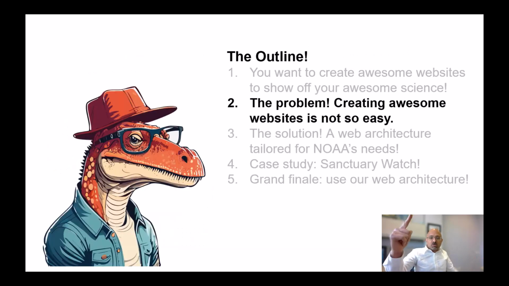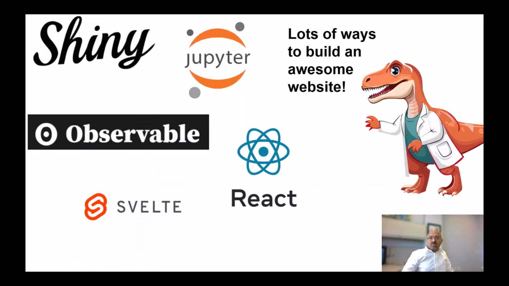All right, here's a problem. Creating those awesome websites, well, it's not so easy. So there's lots of ways to build an awesome website. As you know, maybe you're going to build something in R and put it up in Shiny, or maybe Python's more up your alley. You can do something with the Jupyter notebook. Maybe you're a JavaScript person. You're going to do it in Observable. Hell, maybe you're just going to say, I'm just going to use a JavaScript framework like Svelte or React. There's all sorts of these ways, plenty more, to create really incredible websites that are really appealing and really engaging with all sorts of different kinds of people.